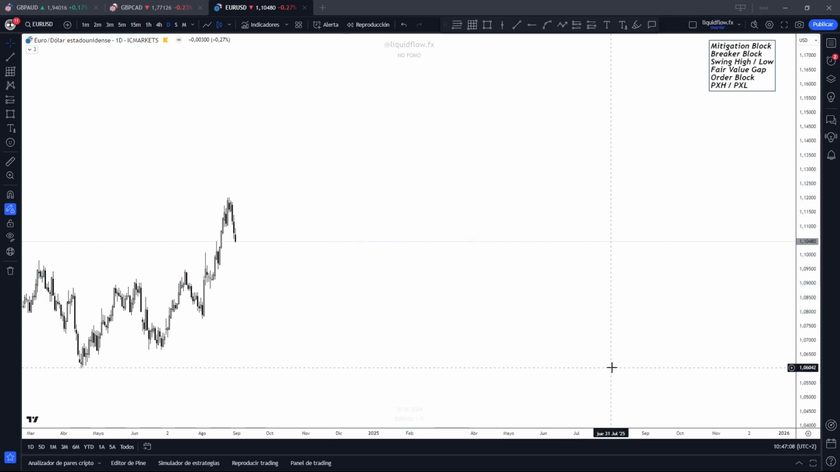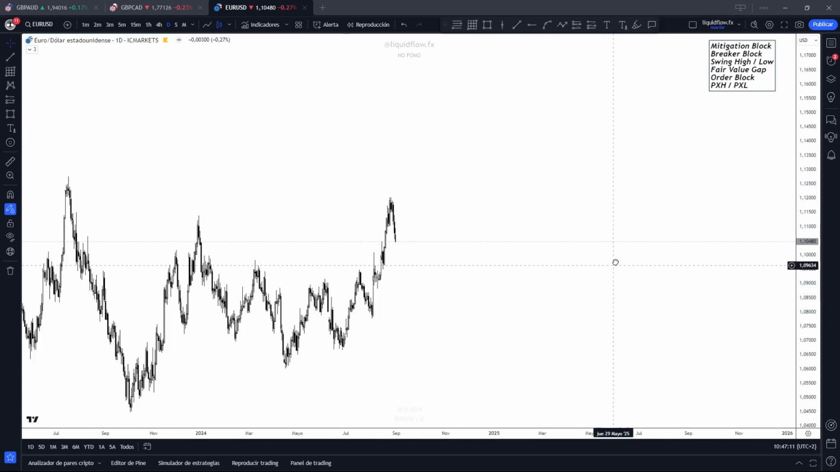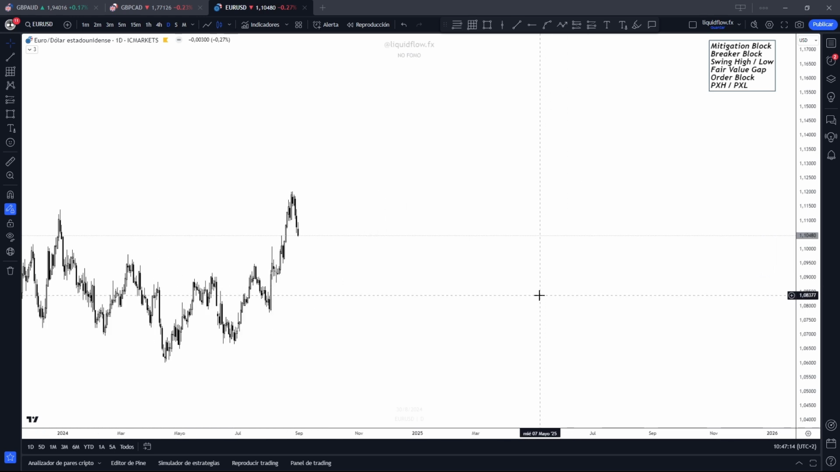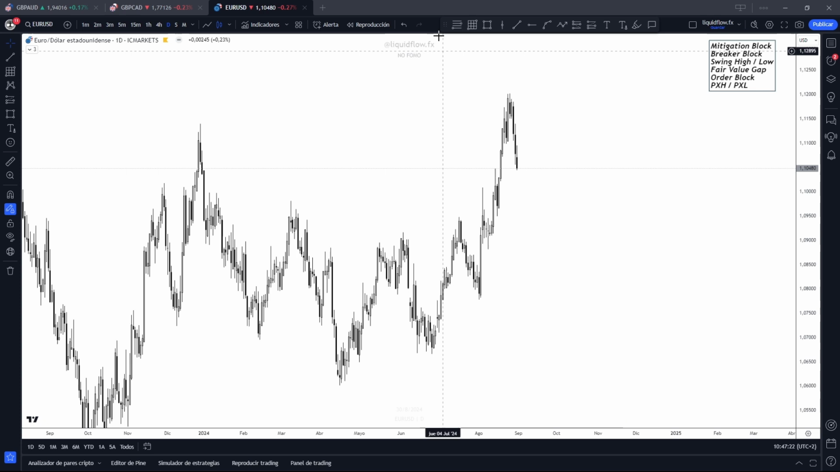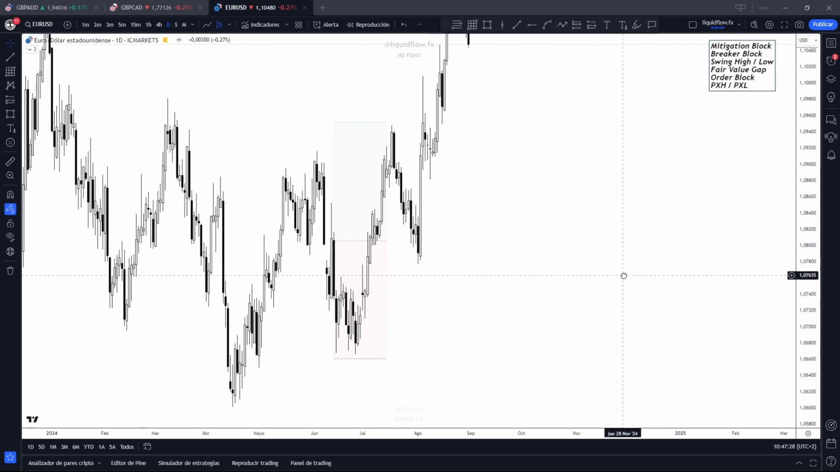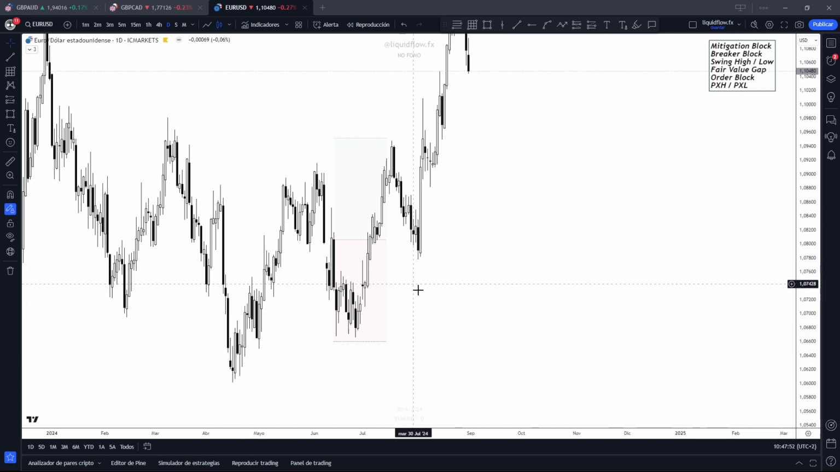Okay, so now we have the whole picture of how to use that PD array matrix, and now you could know what is the best area or how to catch the best movement in the market. Also, you need to know it's not just about PD array. You also need to know the time frame and the news. There are two important things to keep in mind when you are using the PD array matrix.